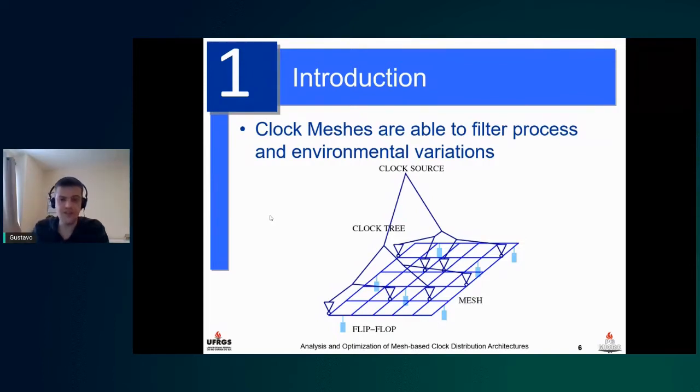So if one of the paths of the clock network arrives earlier than another path from the clock network, then the structure of the clock mesh will try to balance that delay difference out, and it should filter out the changes in the delay. And it would in the end lead to a smaller clock skew.